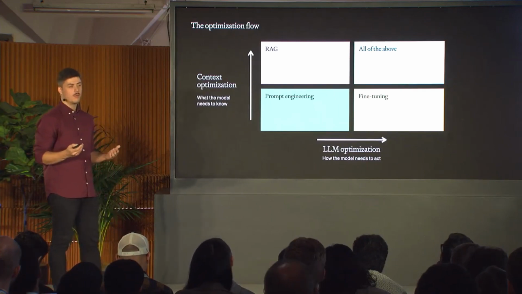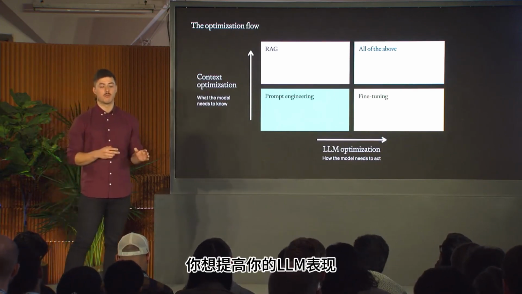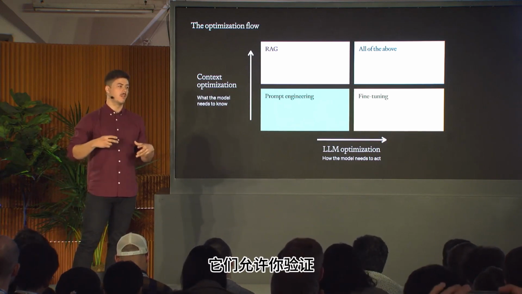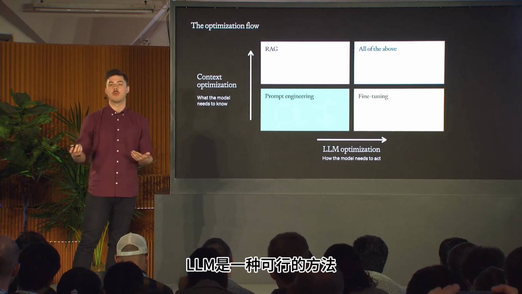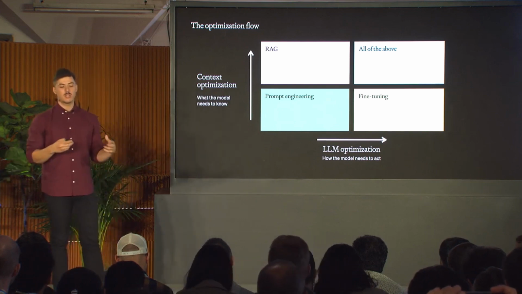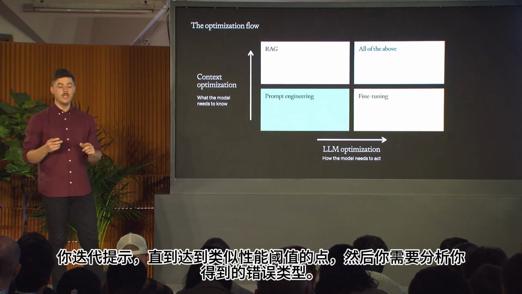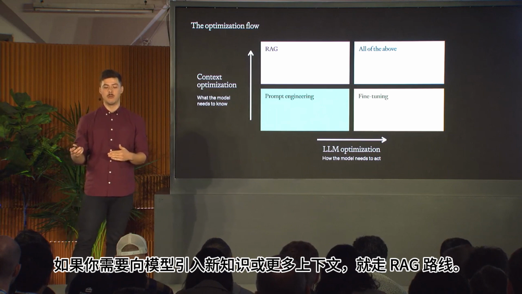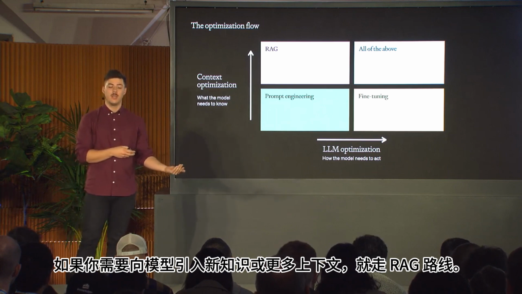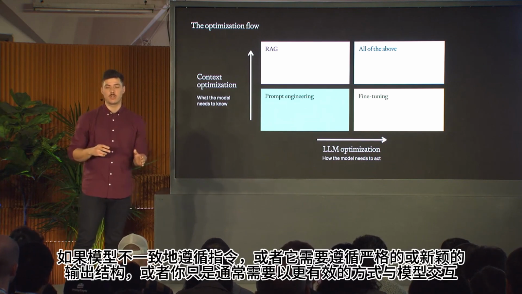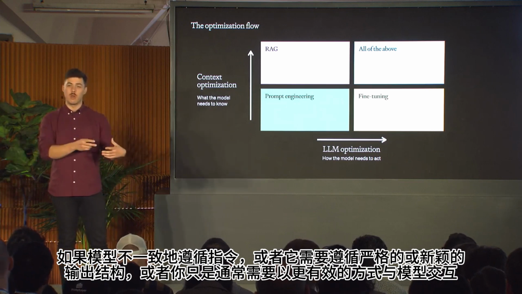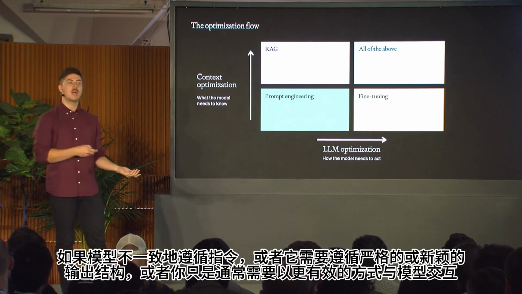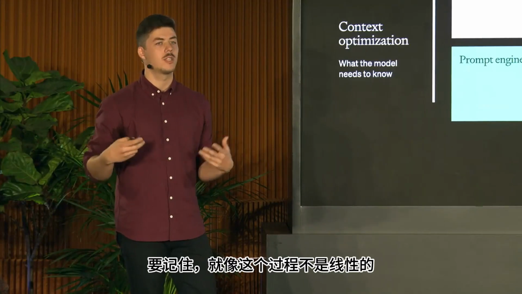So just to recap, when you're working on a problem and you want to improve your LLM's performance, start off with prompt engineering techniques. These are very low investment. They allow you to iterate quickly, and they allow you to validate LLMs as a viable technique to approach the problem that you're trying to solve. So you iterate on the prompt until you hit something like a performance plateau, and then you need to analyze the type of errors that you're getting. If you need to introduce new knowledge or more context to the model, go down the RAG road. If the model is inconsistently following instructions, or it needs to adhere to a strict or novel output structure, or you just generally need to interact with the model in a more efficient manner, it's maybe time to try fine-tuning. And it's important to remember that this process is not linear.